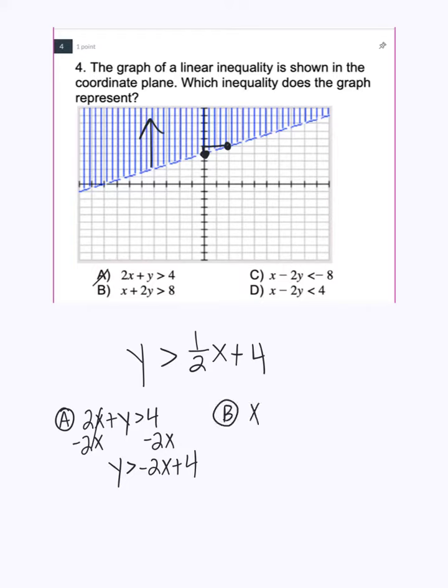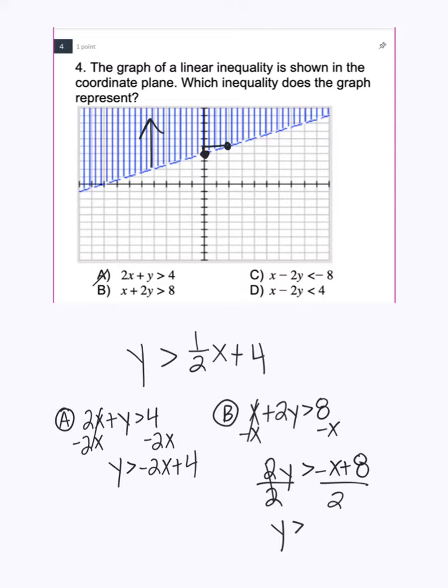B is x plus 2y is greater than 8. So I'm going to subtract x. So 2y is greater than negative x plus 8. Divide by 2, and y is going to be greater than, so I'm going to simplify. When I simplify, I'm going to divide my negative 1 and 2 and my 8 and 2. So that's going to give me negative 1/2 x plus 4. Again, that's not going to be the right one because that's a negative 1/2. We want a positive 1/2.